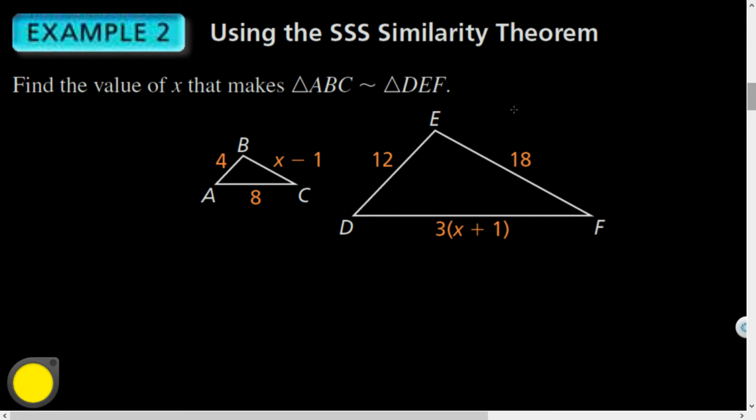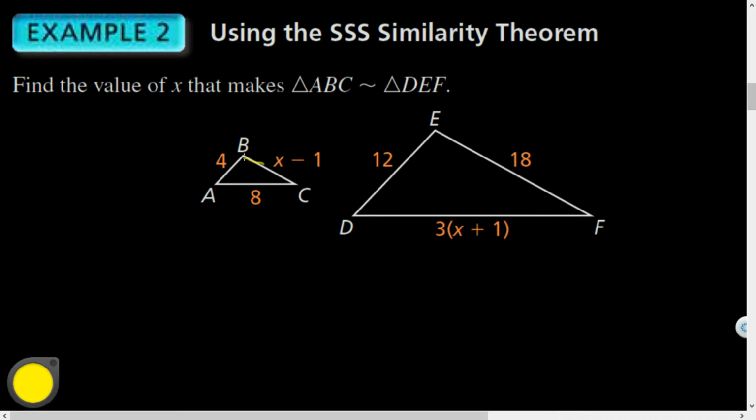And they even gave you a hint as to what we're going to be doing next. We're going to use the Similarity Theorem. Find the value of x that makes the triangles similar. Ooh, this one's actually pretty good, and I don't think I gave you enough space to do it.